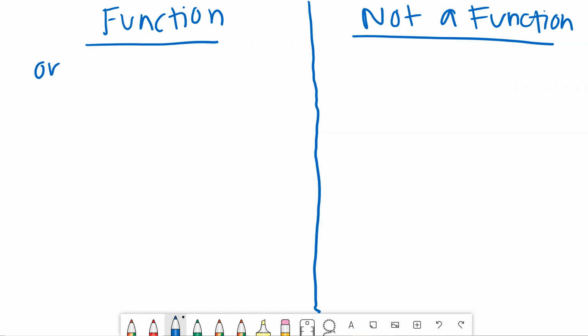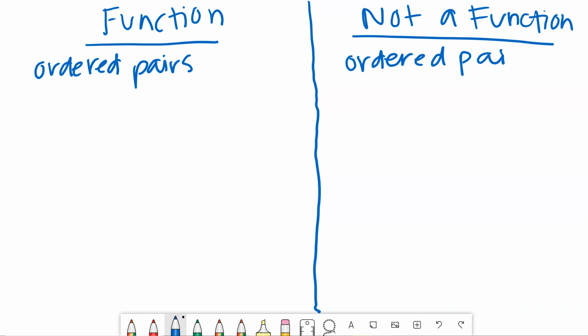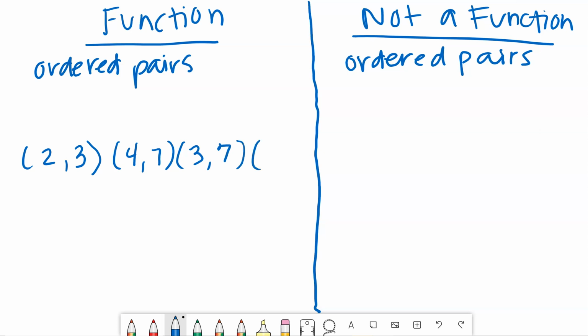Ordered pairs is something that we've been doing. We're going to look at the difference between a function and not a function. Ordered pairs are just coordinate points. So we have (2, 3), (4, 7), (3, 7), and (1, 2).